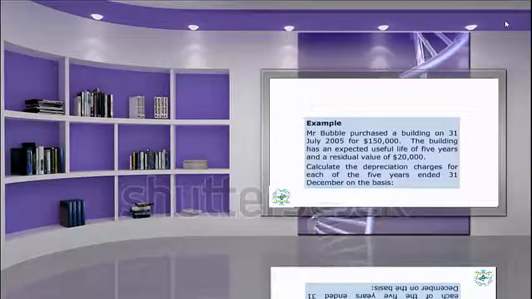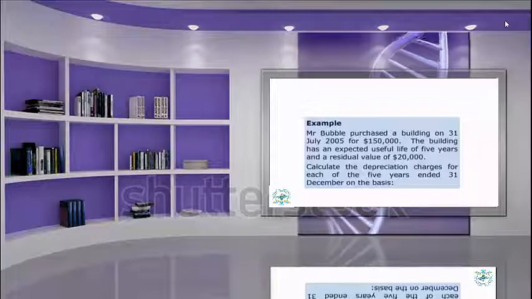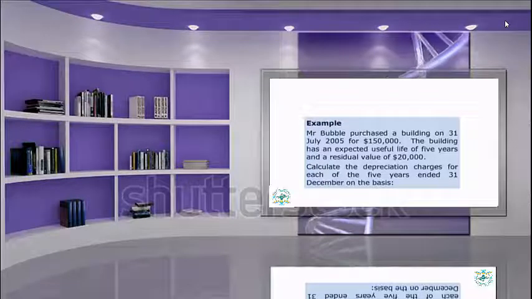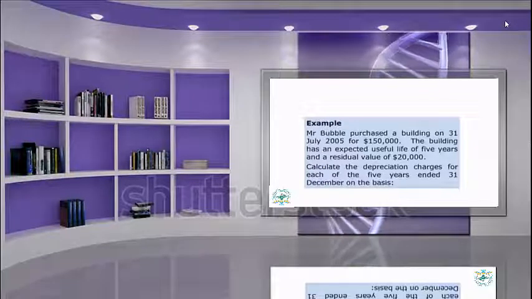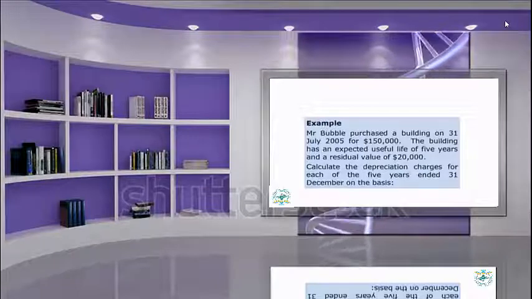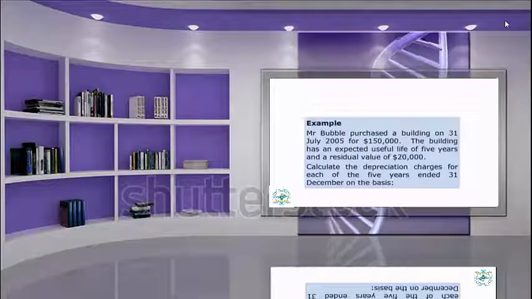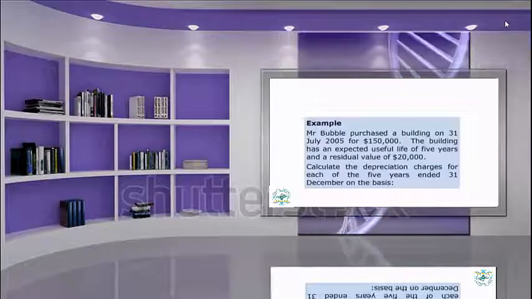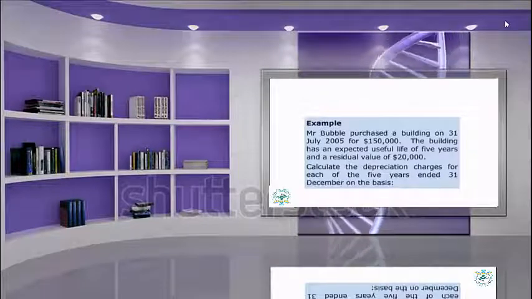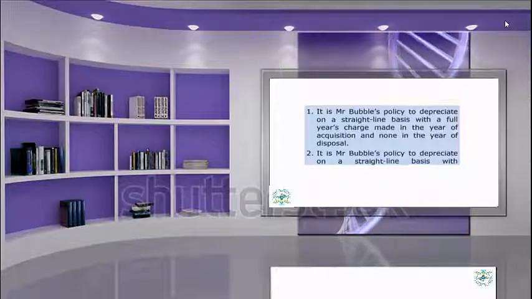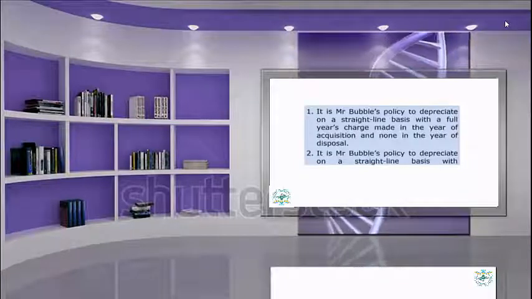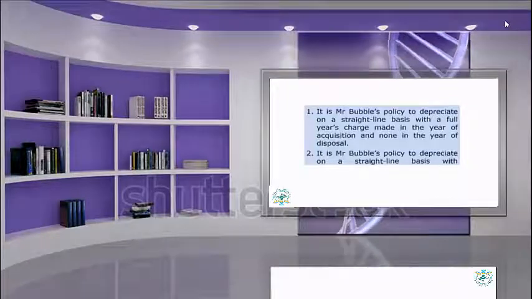Our example then. We've got Mr. Bubble, who purchased a building on the 31st of July 2005 for $150,000. The building has an expected useful life of 5 years and a residual value of $20,000. It says calculate the depreciation charges for each of the 5 years ended the 31st of December on the basis that it is Mr. Bubble's policy to depreciate on a straight line basis with a full year's charge made in the year of acquisition and none in the year of disposal.